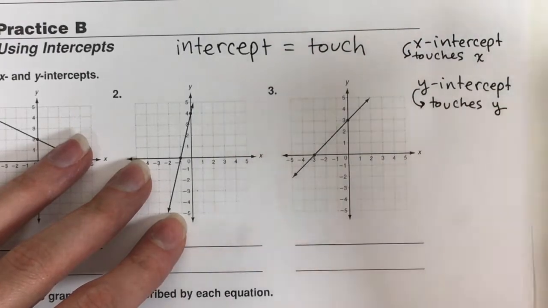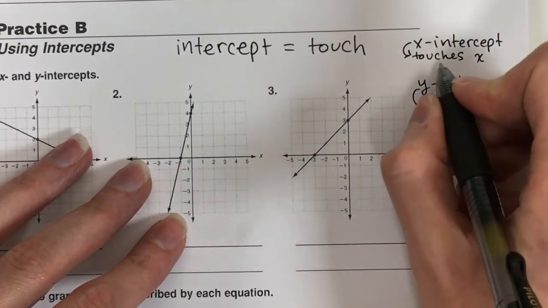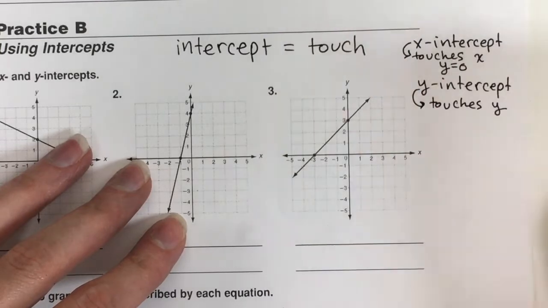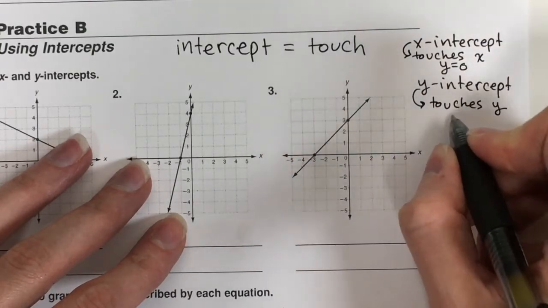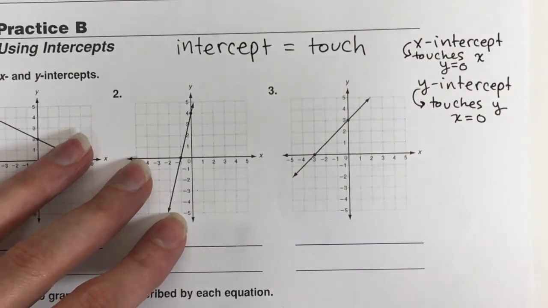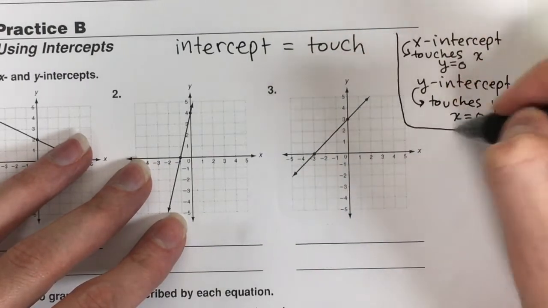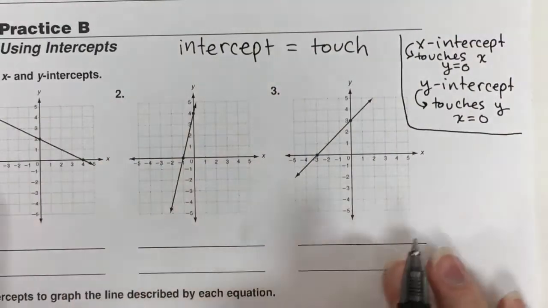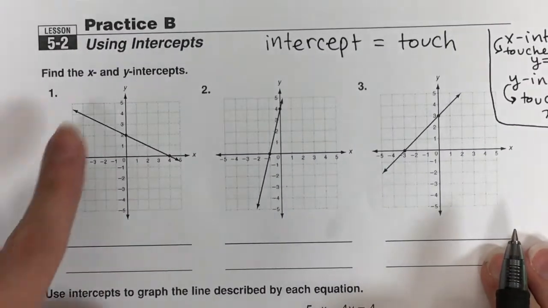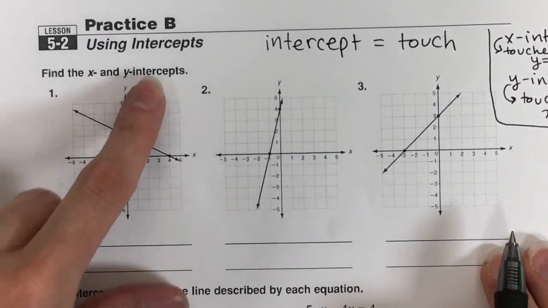And another thing, in the x-intercept, y is always 0, and for the y-intercept, x is always 0. So make sure that you remember these notes right here. Okay? All right. So, number 1, find the x and y intercepts.